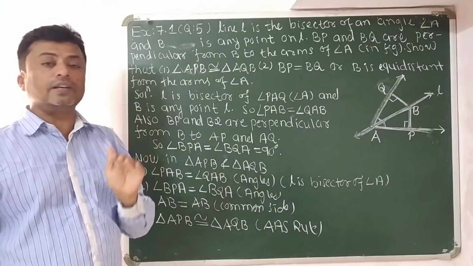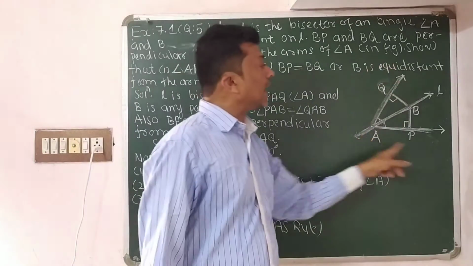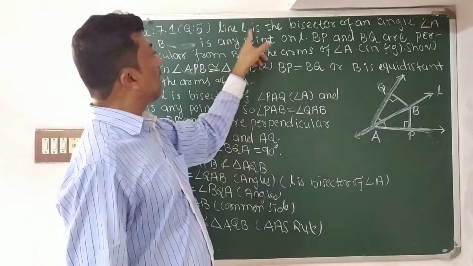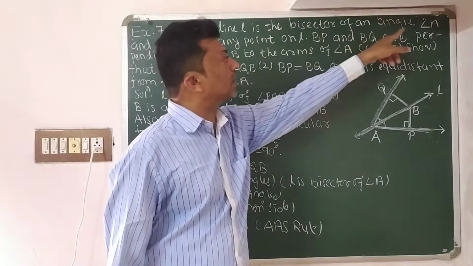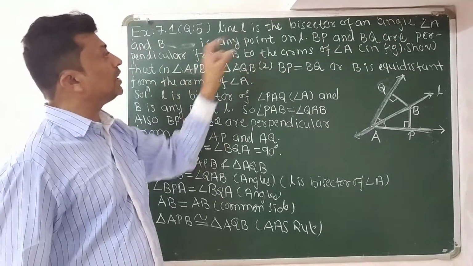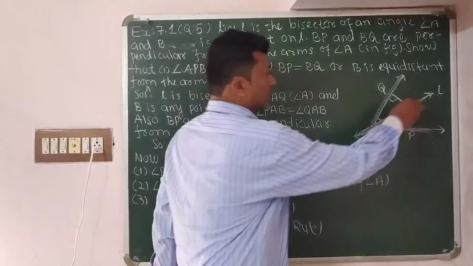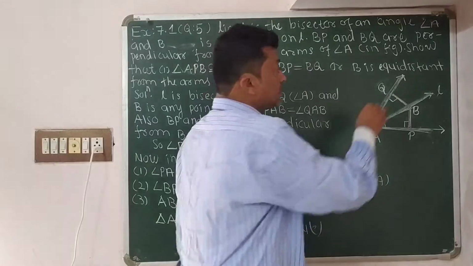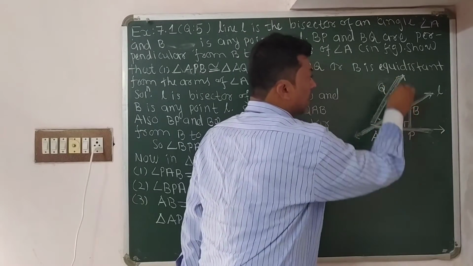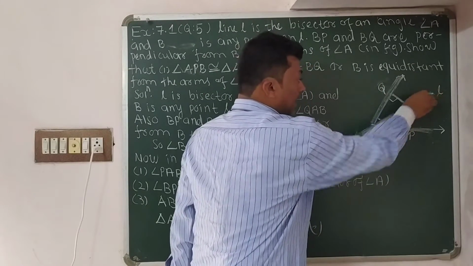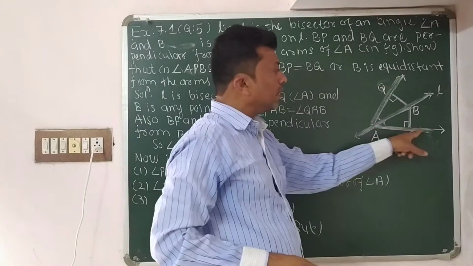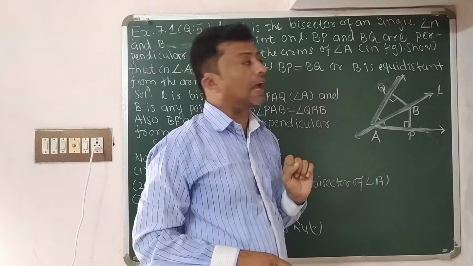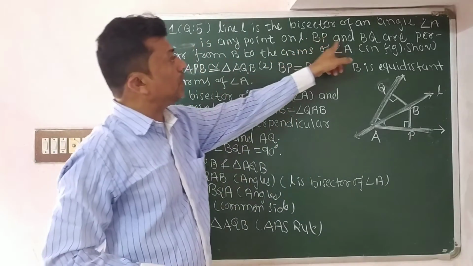So see children, in the given question, one diagram is given to us. In the given diagram, line L is the bisector of angle A and B is any point on L. This is line L, and this line L is the bisector of angle A. This is angle A. B is any point which is available on line L. Next, see BP and BQ.